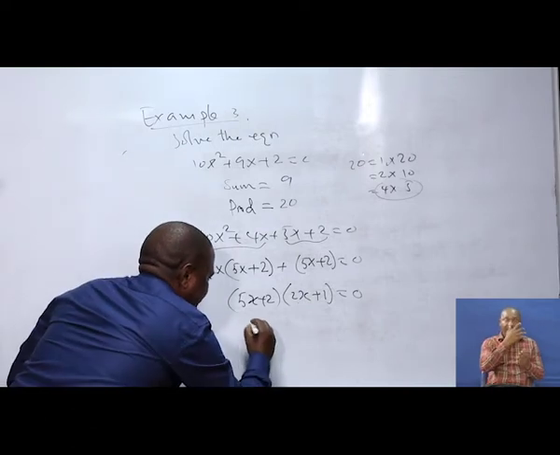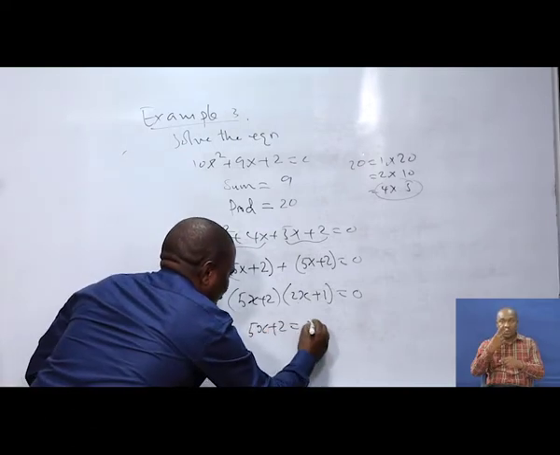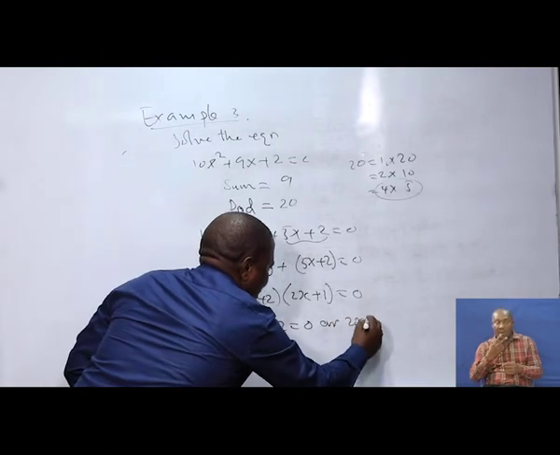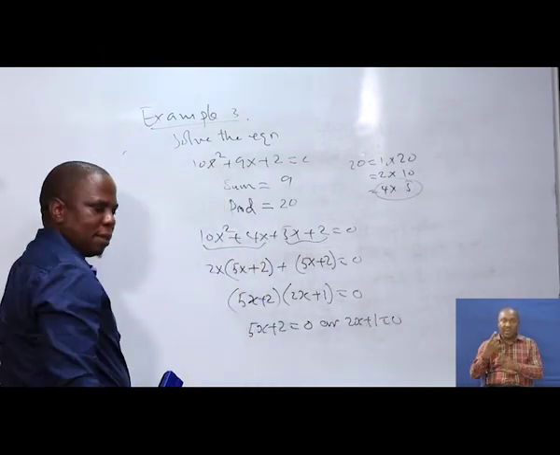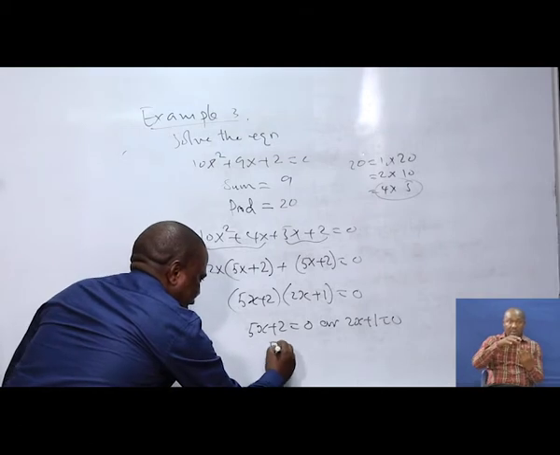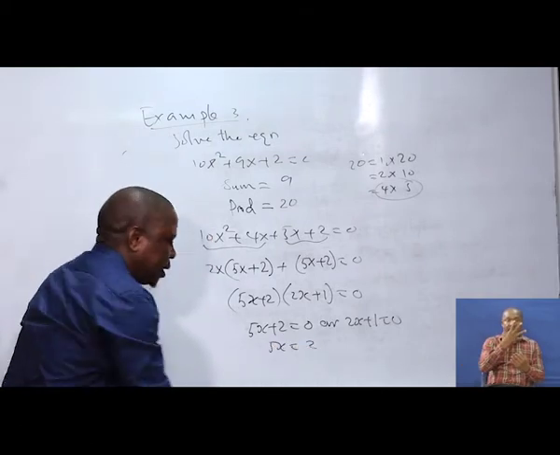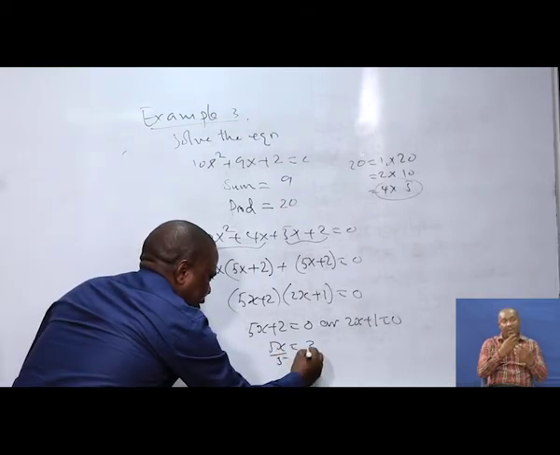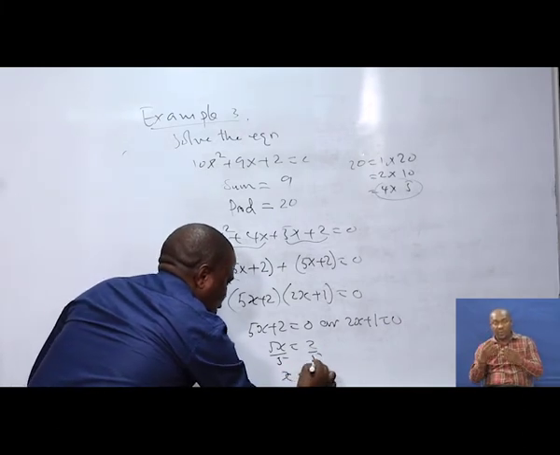Again, for the product of two numbers to be 0, one of them should be 0. Here, I have 5x plus 2 is equal to 0, or 2x plus 1 is equal to 0. Take 2 on that side. You have 5x is equal to negative 2. Divide by 5 throughout. So x is equal to negative 2 over 5.